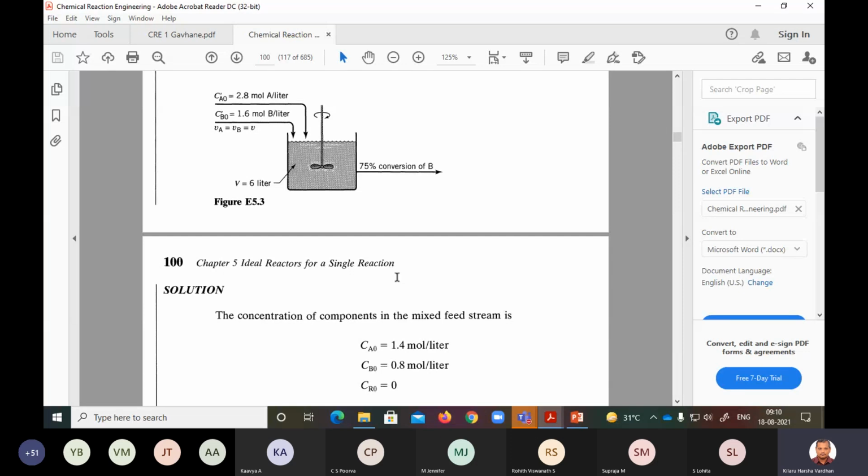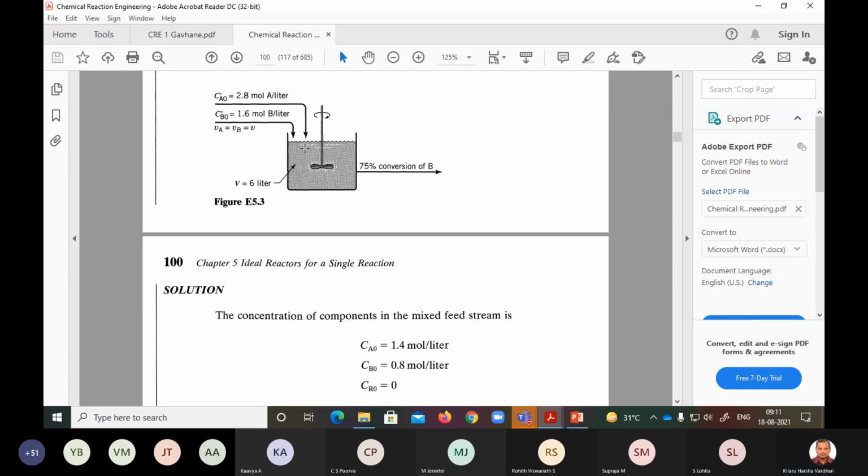You make a try. This is very important when there are 2 streams or 3 streams going. So I'll give you the answer. Now you see how many liters are going inside per unit time. A is 1 liter and B is also 1 liter, right? Correct? 2.8 and 1.6 are moles of A, moles of B per liter. So A is going 1 liter, B is also going 1 liter. Forget about the concentration. So 1 liter of A and 1 liter of B is going.